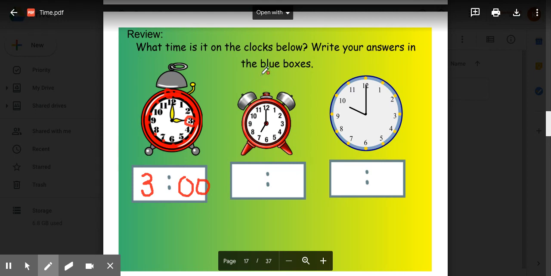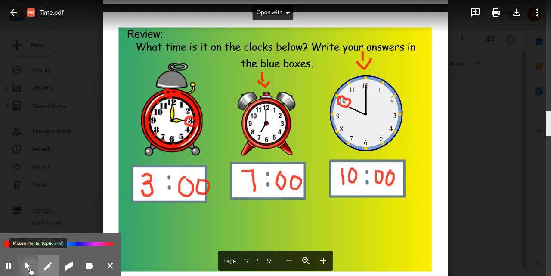All right, so let's do these together. On this analog clock, the hour hand is pointing to the 7. So 7 is the hour, and it's pointing to the top, so I know it's o'clock. This analog clock shows that it is 7 o'clock. All right, let's do this one. This hour hand is pointing to the 10, so I know 10 is the hour. And the minute hand is pointing to the top, so I know it's o'clock. This analog clock shows it is 10 o'clock.